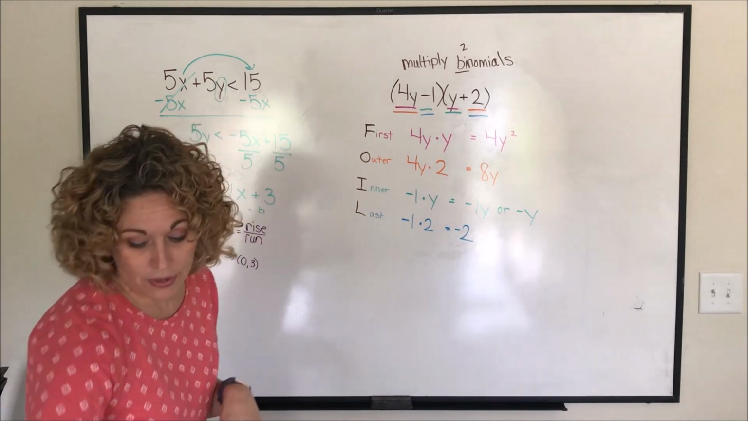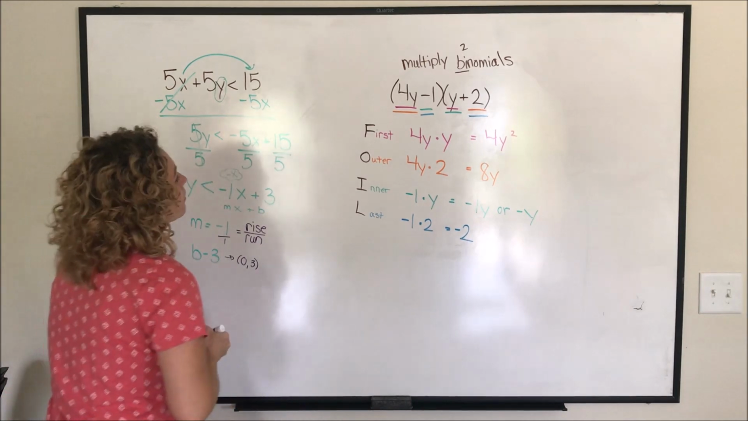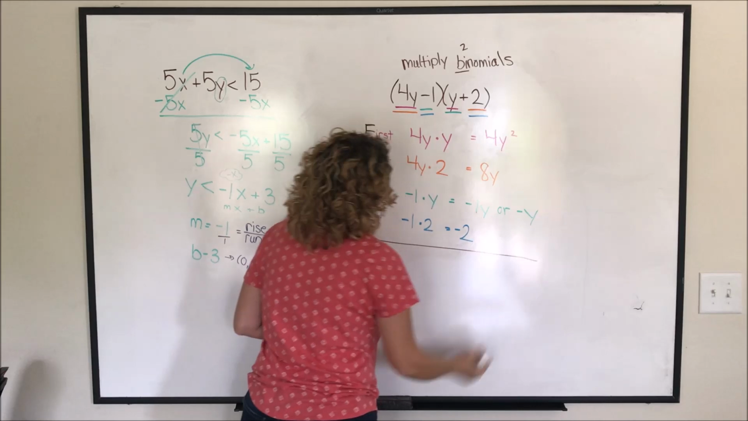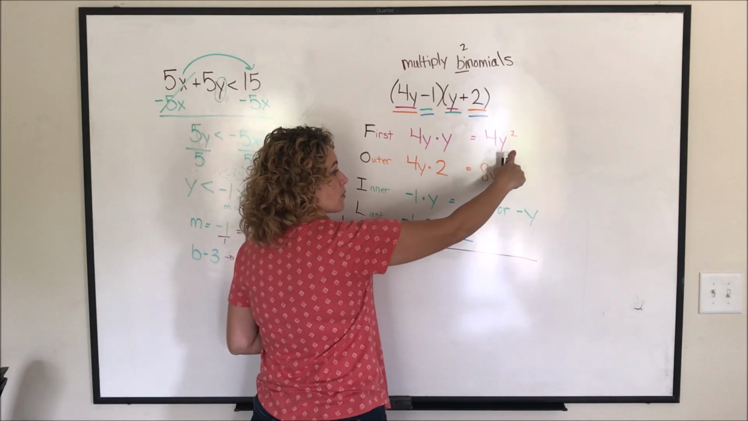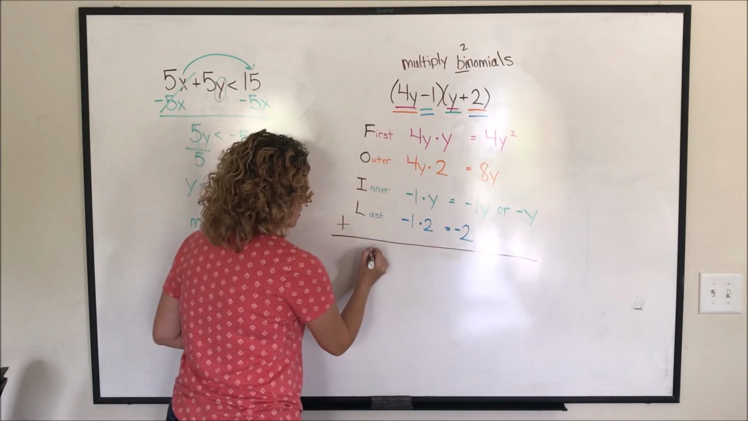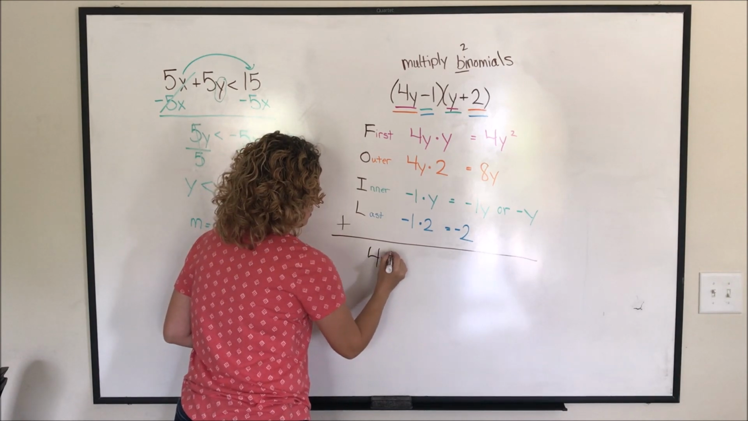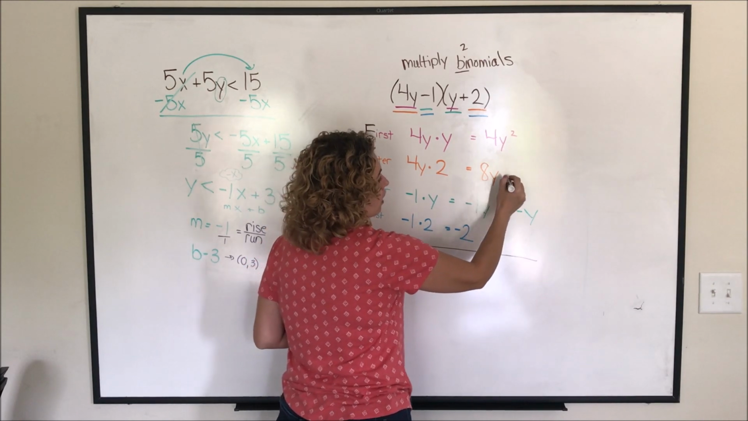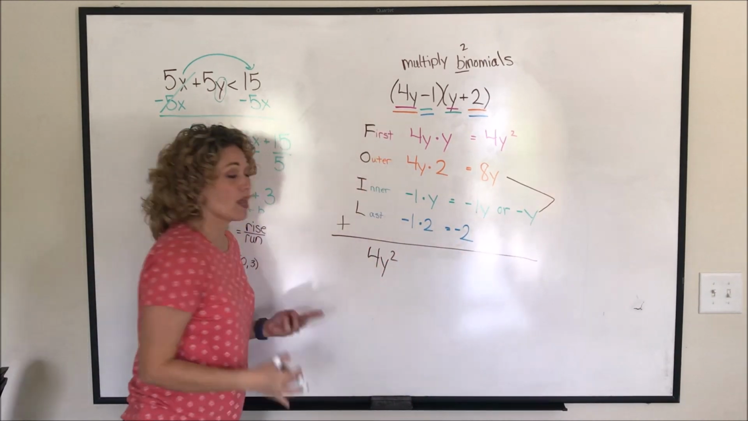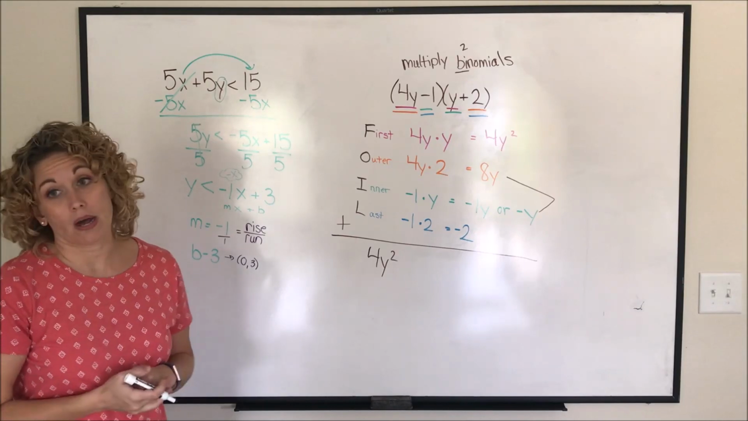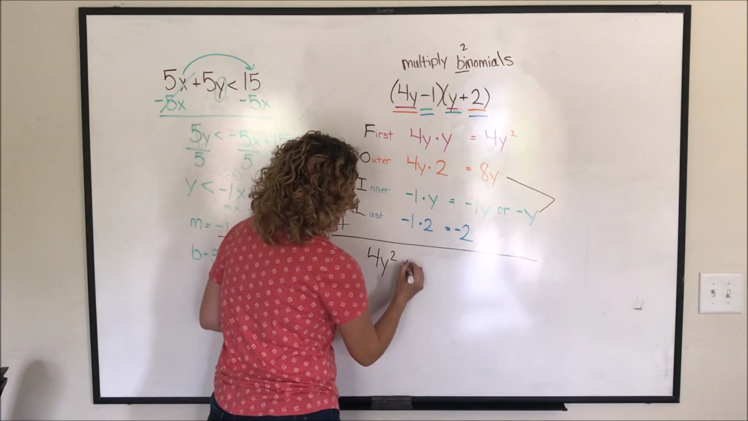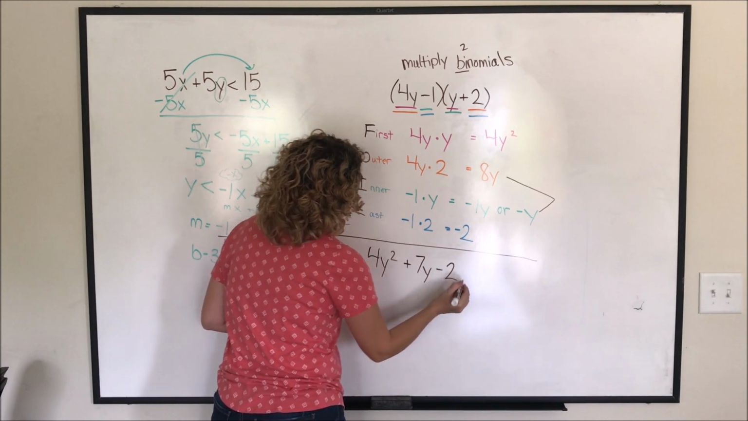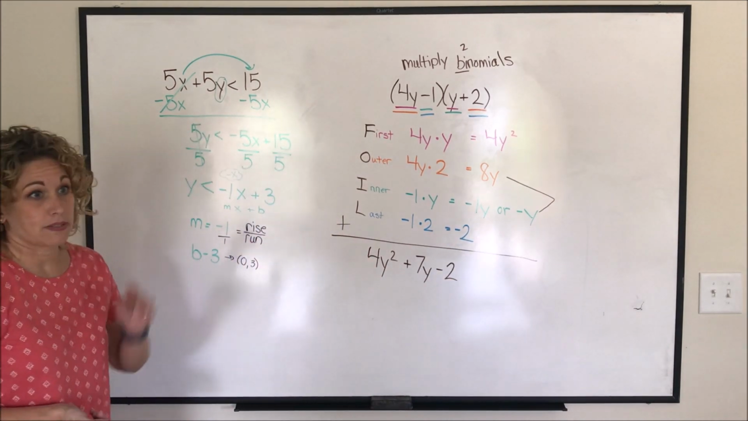Okay, but we are not done with the problem yet. Now we have to add these all together. 4y squared. I don't see any other y squared term, so this is good. We get to leave that. Next is y, 8y, and I see another y down here. So 8y minus 1y gives me 7y. And then I have a -2. And that would be my answer.